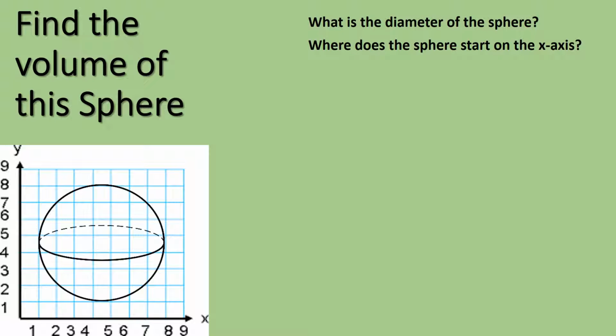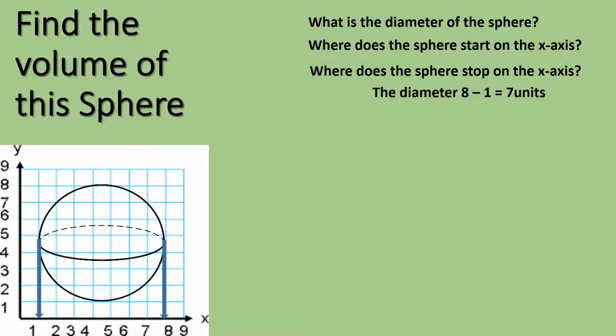Where does the sphere start on the x-axis? I drop a line down. It looks like it's supposed to be 1. Well, where does the sphere stop on the x-axis? I drop a line down. It looks like 8. So it looks like the diameter is going to be 8 minus 1, or the diameter is 7 units. Okay, let's get started.